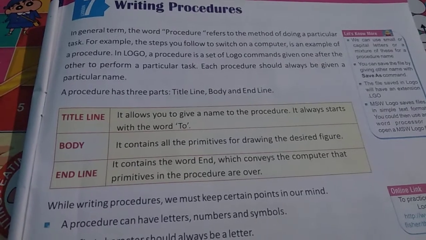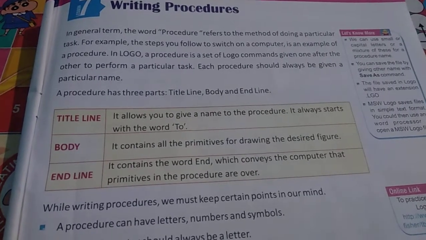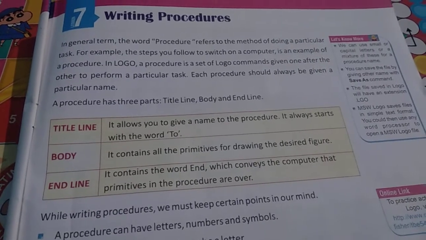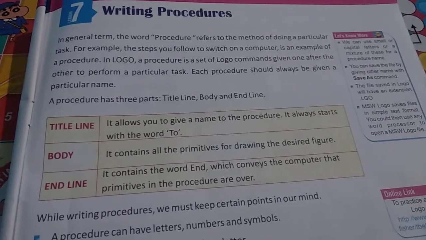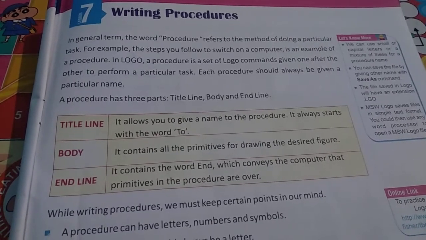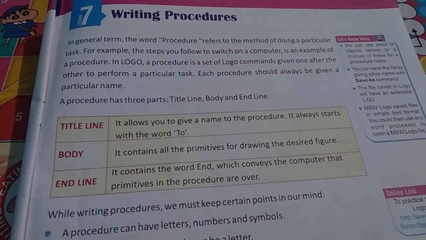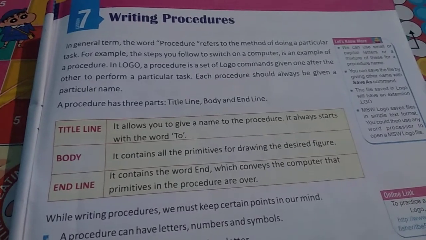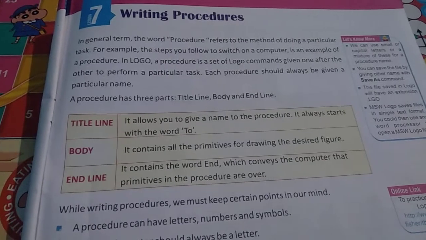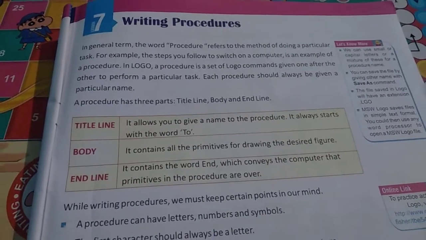So the title line allows you to give a name to a procedure. As the name suggests, you have to give the title. It always starts with the word to. Like you are making a circle. So what will you write in the title line? You will write to circle. So to लिखना बहुत ज़रूरी है in the starting.